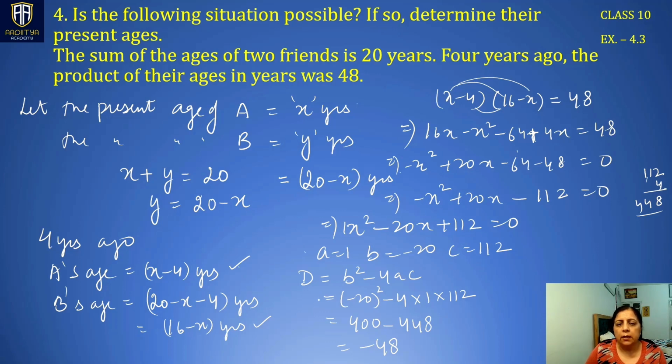So we can say that D, in this case, D is less than 0. That means there are no real roots. No real roots means whatever condition they have given according to the question, this is not possible, right? So we cannot have a solution to this equation since the value of discriminant is a negative number, which leaves us with no real roots in this case, right?